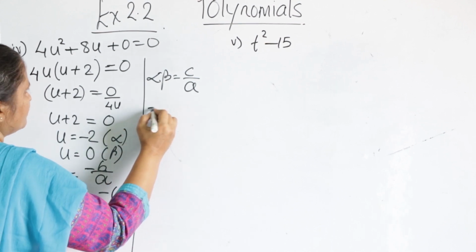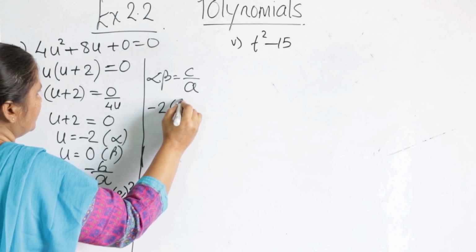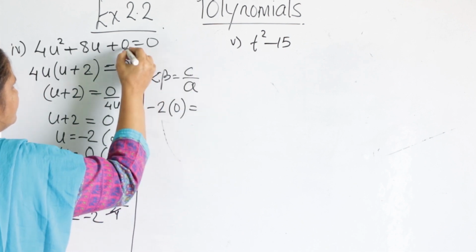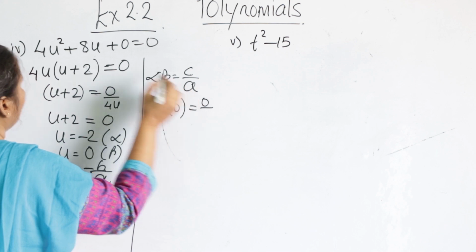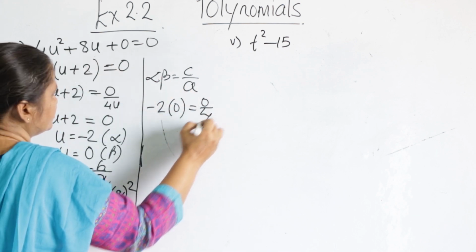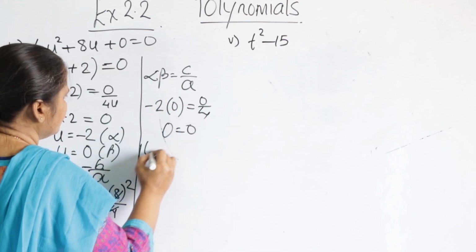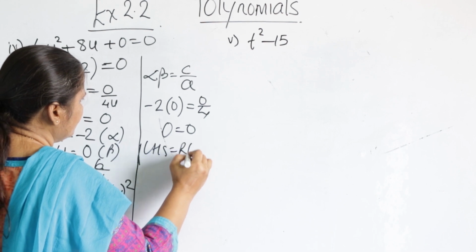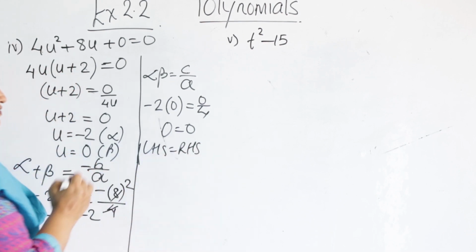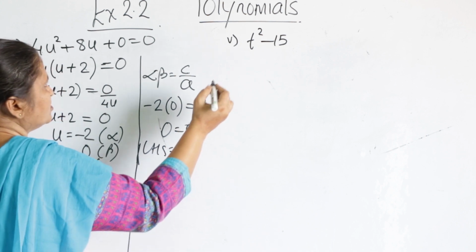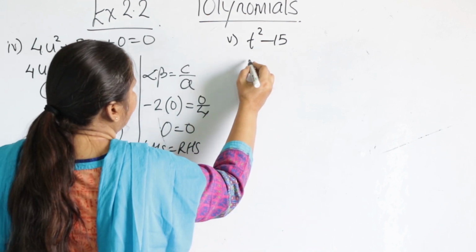So, what is alpha? Minus 2. What is beta? 0. And what is our c? 0. Divided by what is our a? 4. So, 0 plus 0, LHS is equal to RHS, which is verified. Now, let's move on to problem number 5.